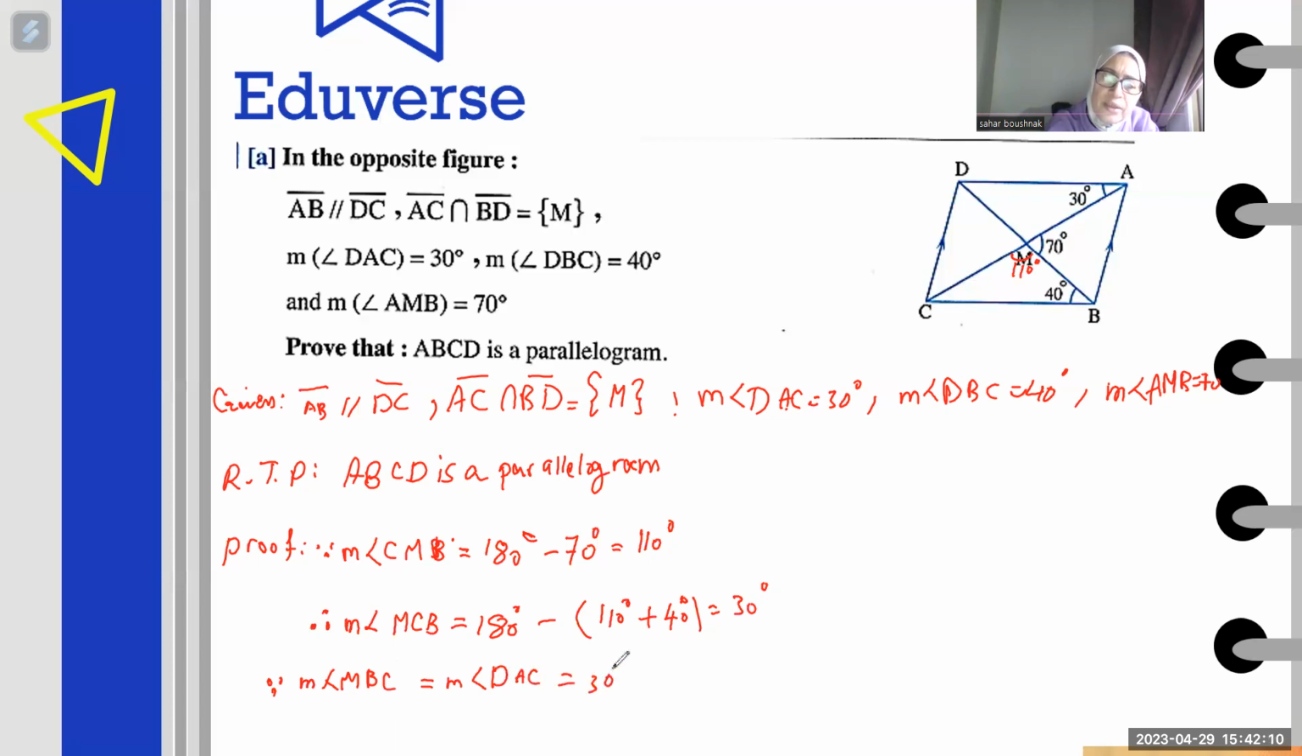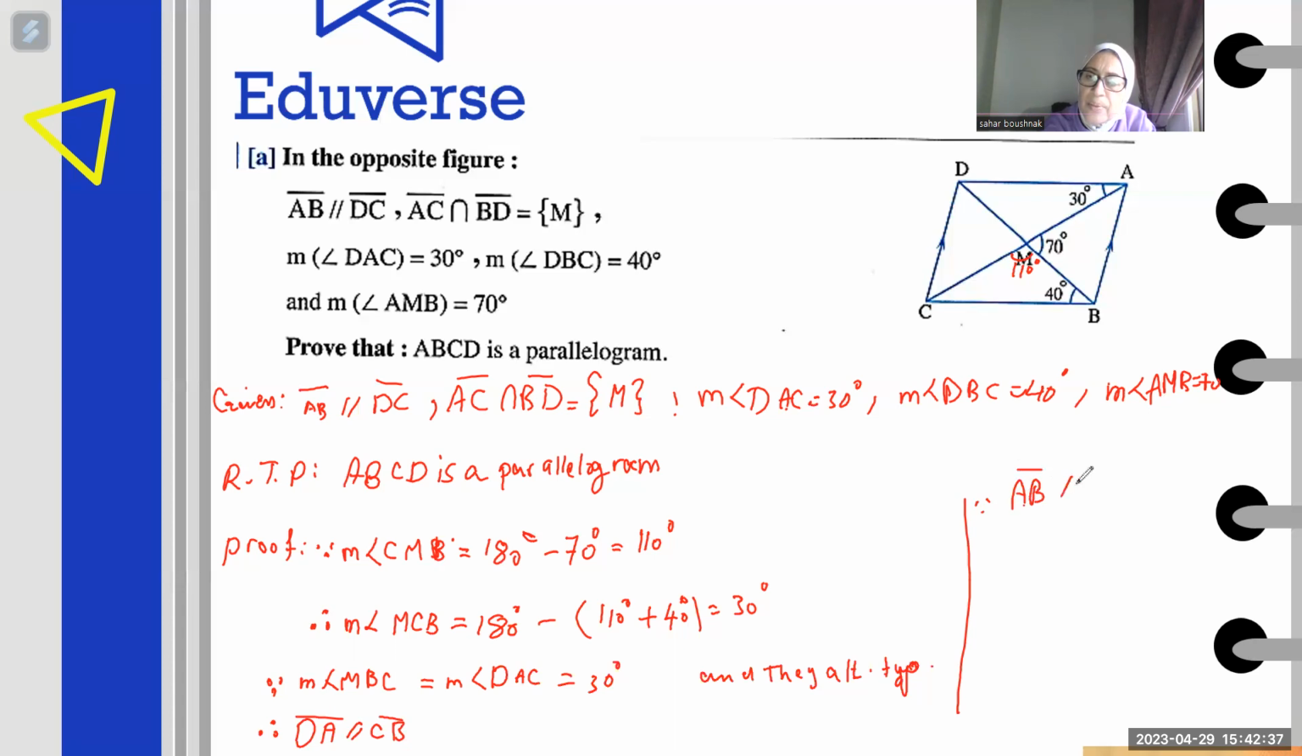equals 30 degrees, and they are alternate angles, then I will find that DA is parallel to CB. Since you tell me that AB is parallel to DC, then the shape ABCD is a parallelogram.